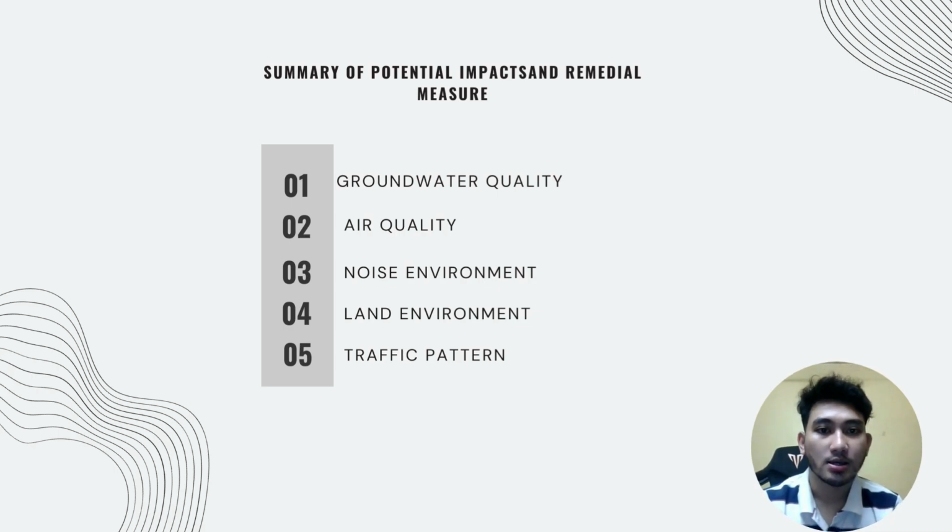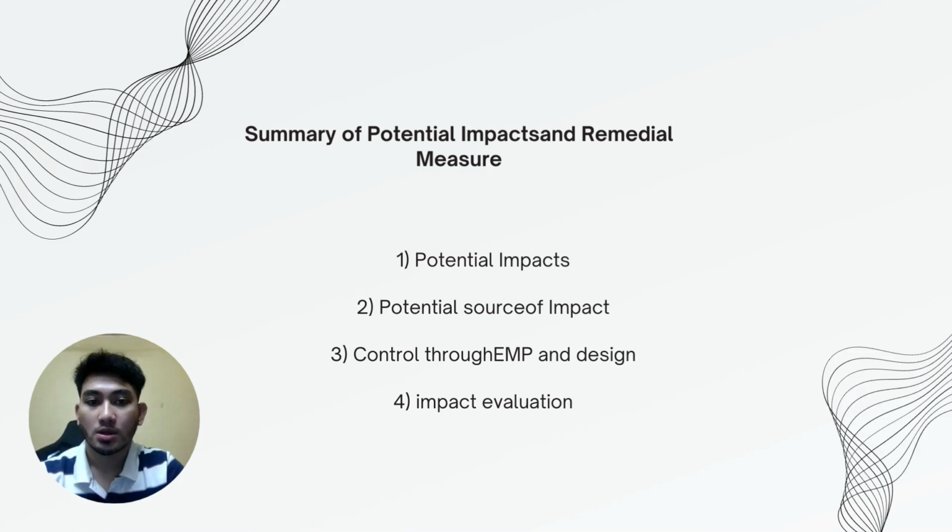This is a summary of potential impact and remedial measures. First, groundwater quality. Second, air quality. Third, noise environment. Fourth, land environment. And the last one is traffic pattern.